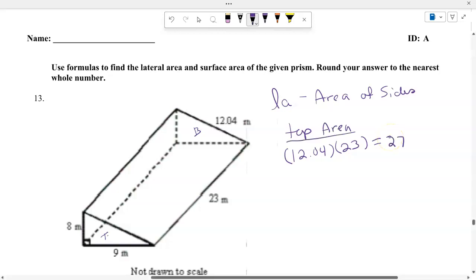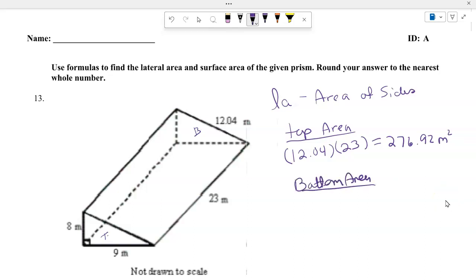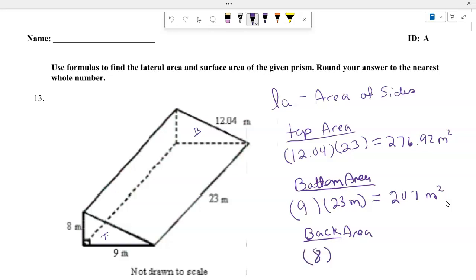So in this case, that's 276.92 square meters. So that's the top area. The bottom area is 9 meters by 23. So go ahead and multiply 9 times 23, and you get 207 square meters. That's the bottom area. Now the one that's in the back, it's a rectangle. So it's 8 by 23 meters. They're all meters. So you're going to multiply 8 times 23. You get 184 square meters.